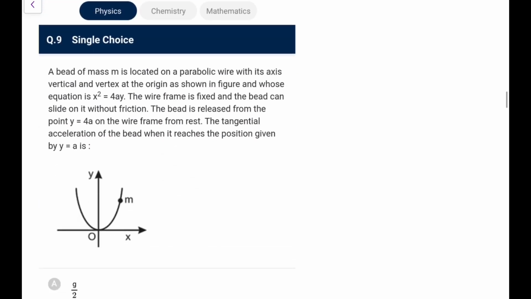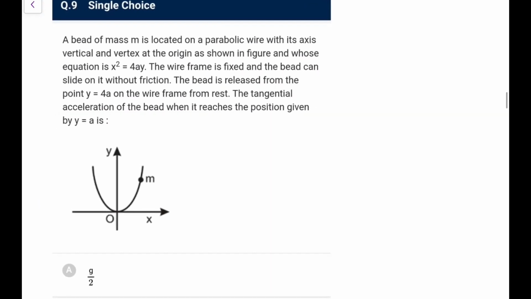Next, you have a bead of mass m located on a parabolic wire with its axis vertical and vertex at the origin. The equation is this: the wire frame is fixed and the bead can slide without friction. The bead is released from rest at the point y equal to 4a on the wire frame. The tangential acceleration when it reaches the position given by y equal to a, that you have to find out.